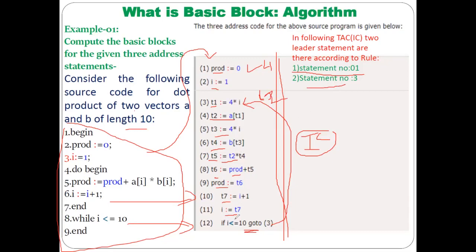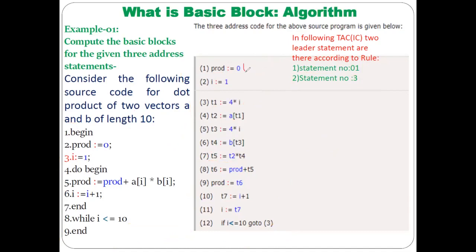And the third rule is what? The instruction which appears immediately after the go to. After the go to there is no instruction here. So we have only two leader statements. How many leader statements are there? Only two. This and this. So we have applied the first rule, and using it, we have determined the leader statements.